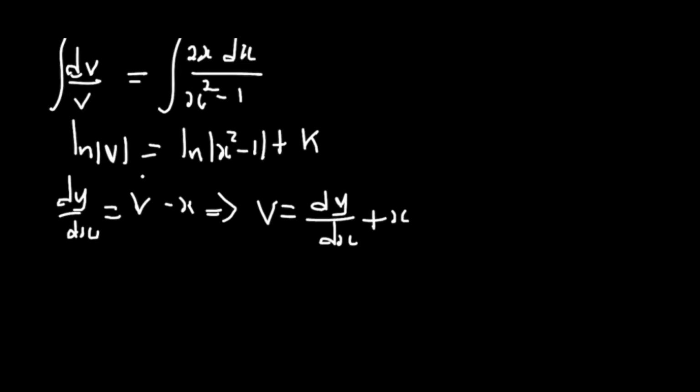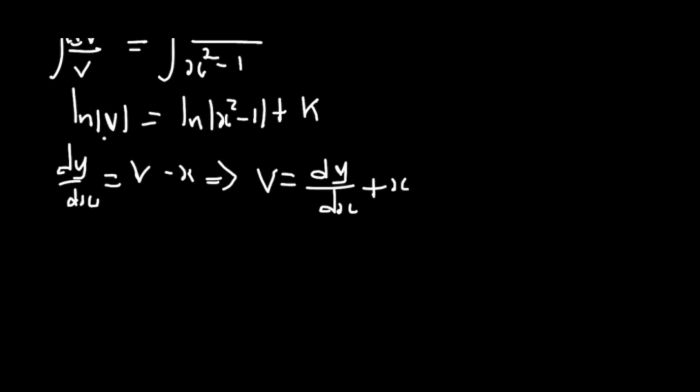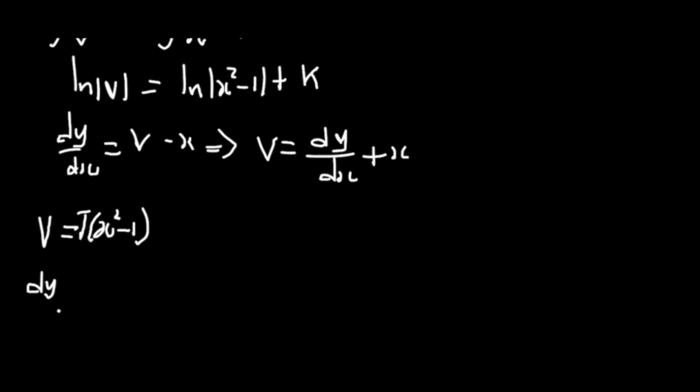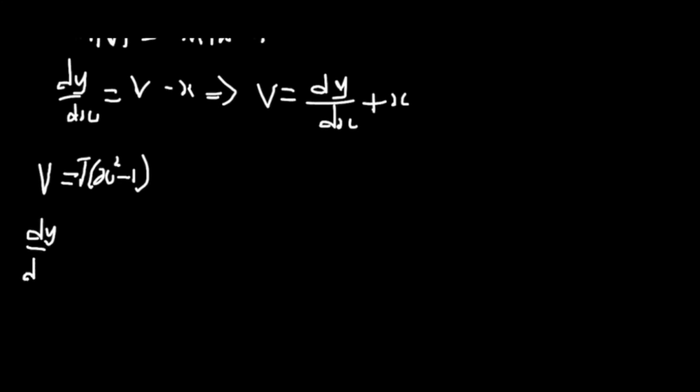It's very clear. So if we want to make v the subject, what we will simply need to do is we are going to have v will be equal to x squared minus 1 times, let's say, t. We have this initially. Now our v is dy all over dx plus x to give us t into x squared minus 1.